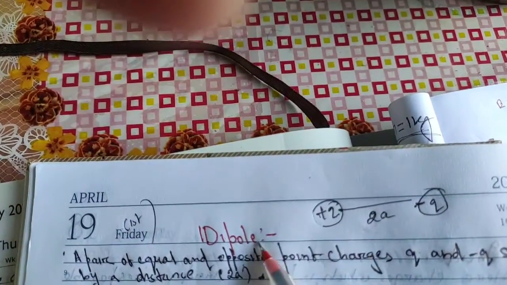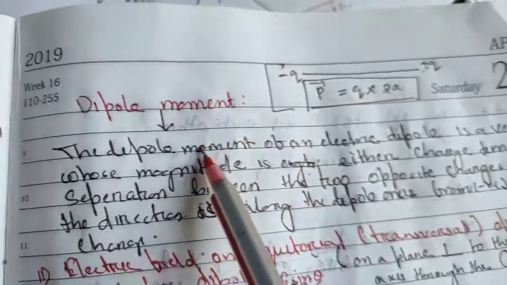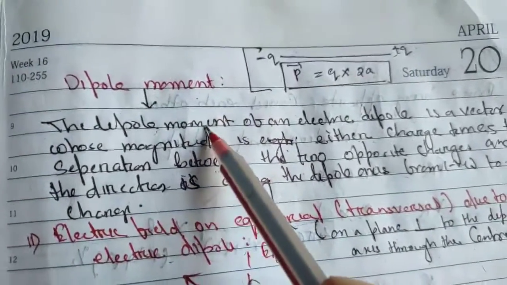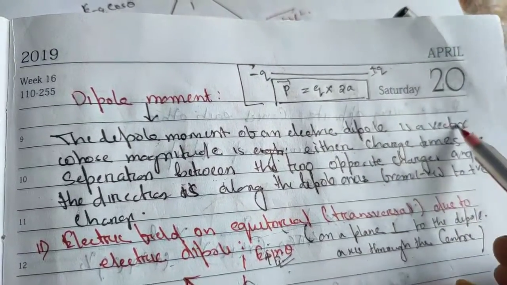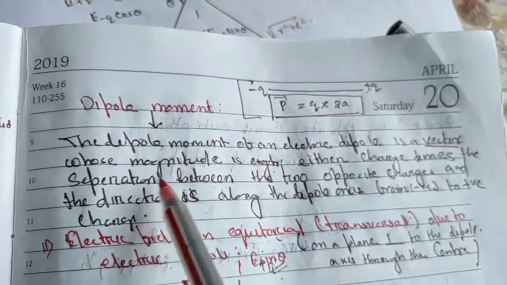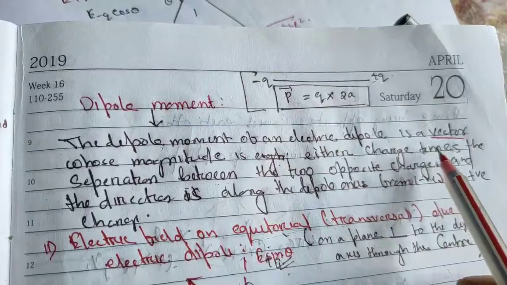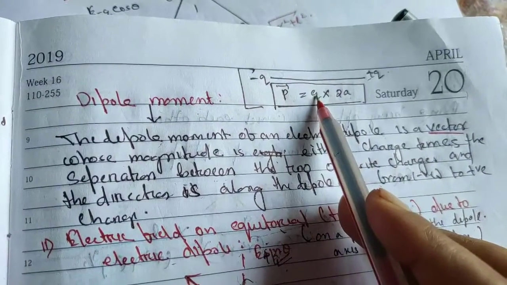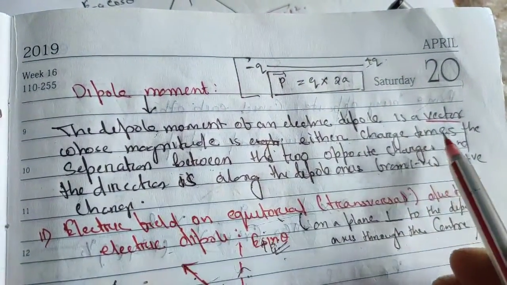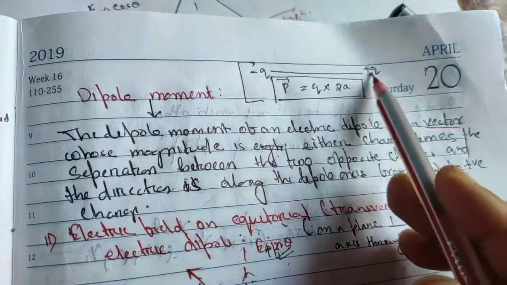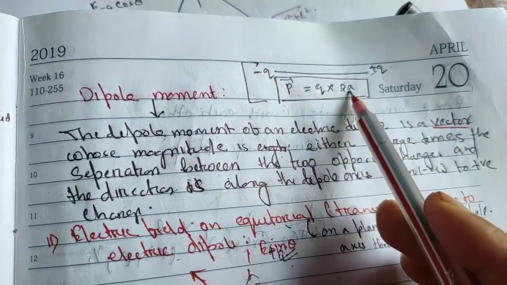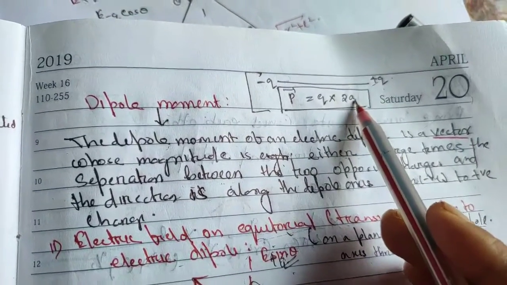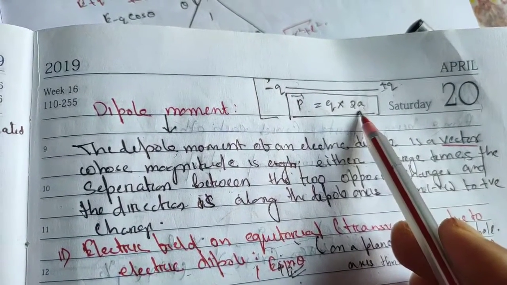So how can you measure the concept of dipole? Therefore we have taken the concept of dipole moment. What do you mean by dipole moment, student? The dipole moment of an electric dipole is a vector quantity whose magnitude is charge, Q, times the separation. As both are separated by 2a, it is Q times the distance between the charges. So this is the concept of dipole moment.